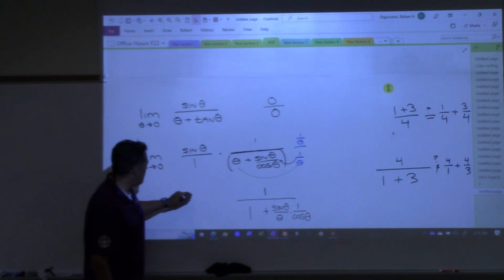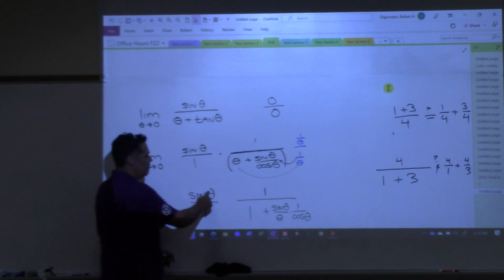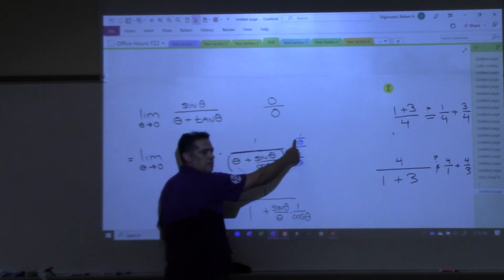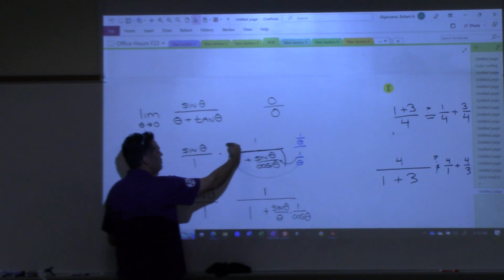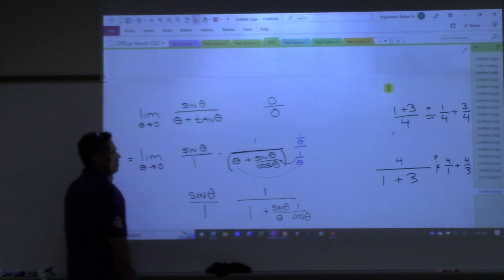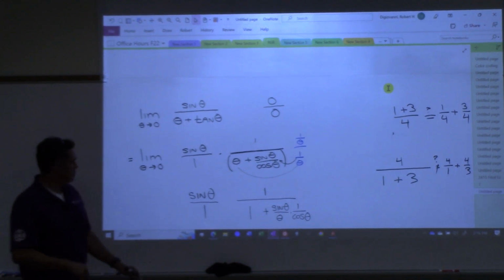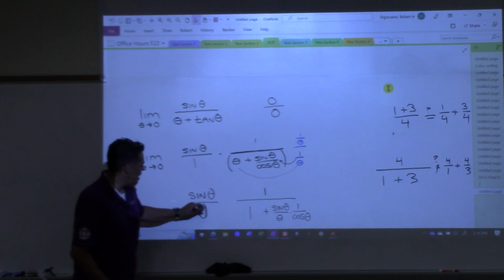Now, sitting out front here is still this sine theta over 1, isn't it? But I still have not done this right here, have I? So I'm going to push that all the way across to this one. And what happens when this multiplies times this? What does it become? Sine theta over theta, right? So this really becomes sine theta over theta.